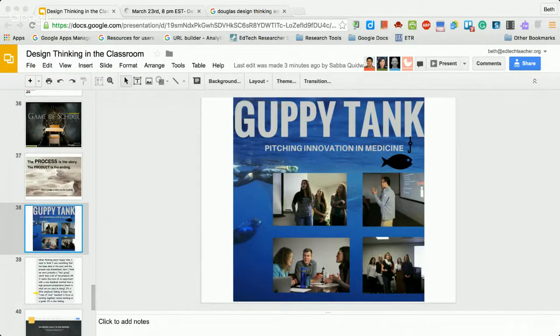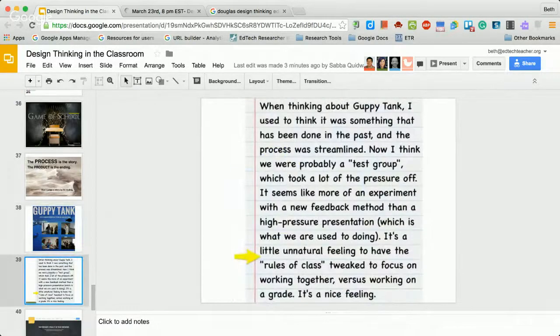But we got this awesome comment from one student that I thought was so telling right after. When we had them do a little reflection, she talks about how it was so unnatural to have the rules of class tweaked to focus on working together versus working on just getting a grade. And this 27-year-old just ends with, yeah, it was a nice feeling. So I think for me, the assessment piece in using this model is to have students get that feedback on a regular basis, to know that it's okay to have this unfinished product that you're going to be able to keep improving upon, I think is something that's a little new.